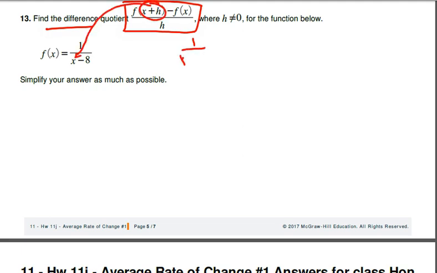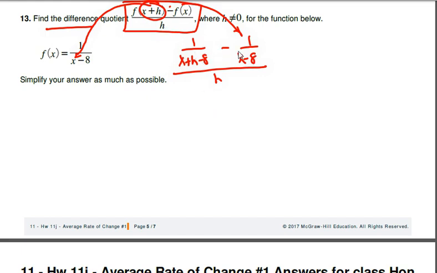So we're going to plug in x plus h. So we have 1 over, and notice my original formula is 1 over x minus 8. So I'm going to say 1 over x plus h minus 8. Copying the minus down there, and then f of x is 1 over x minus 8, all over h.